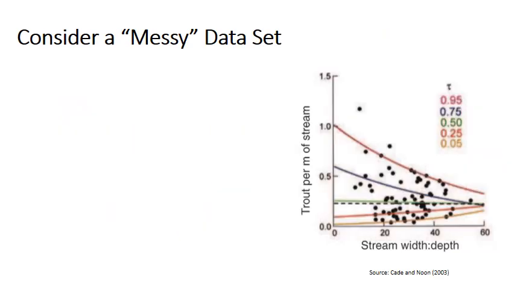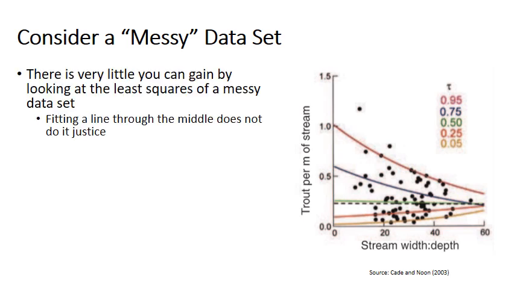So now I'd like everyone to consider a messy data set, which is very common in ecology. There's really very little you can gain from looking at the least squares of a messy data set. Fitting a line through the middle of it really doesn't do it justice. In this case, this is a real data set. The dashed line is your least squares regression, and this is similar to opening up a novel to the middle and just starting to read.